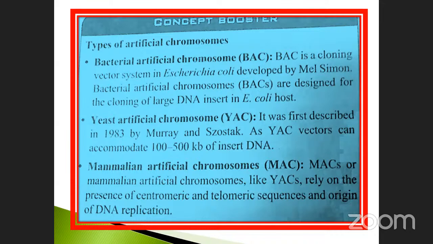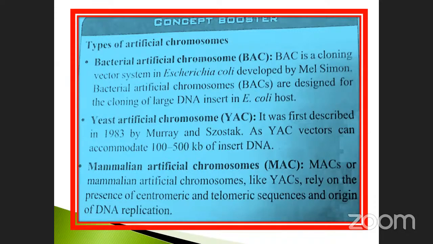Artificial means man-made. They have chosen three things. One is bacteria, which is a prokaryote. Yeast, so fungi. Mammalian, animal. Likewise, they were selected. Here you must note it down. Bacteria means which bacterium? Yeast you already know: Saccharomyces cerevisiae.